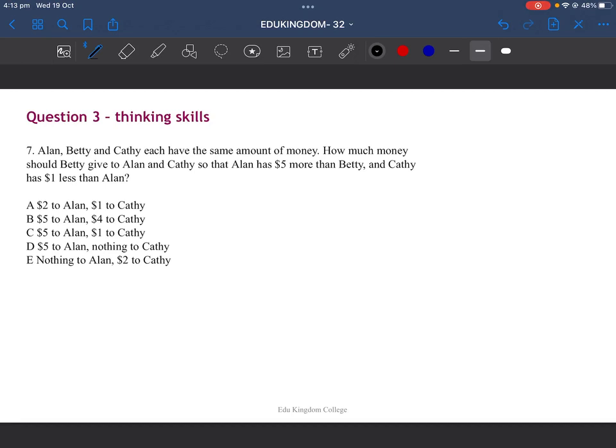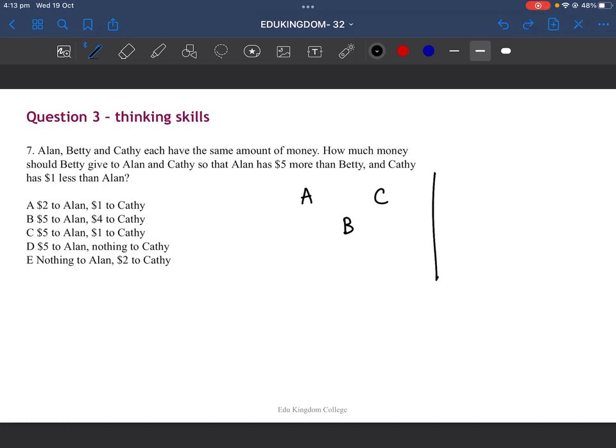Okay. So, let's have a look. Let's set this out in this way. Hopefully this makes sense. When you're solving the question, you have to first understand what it means by giving money.